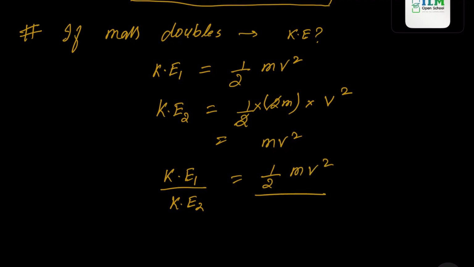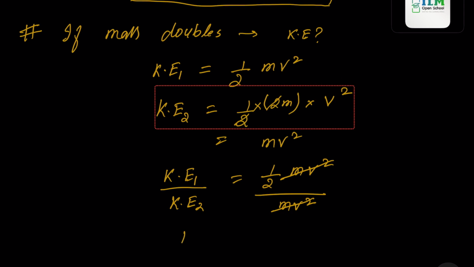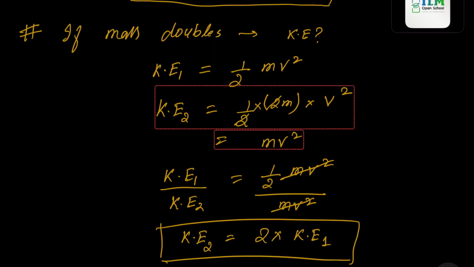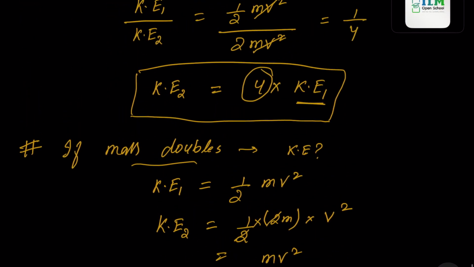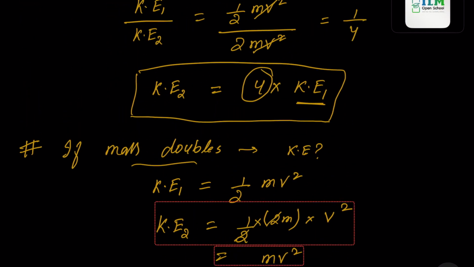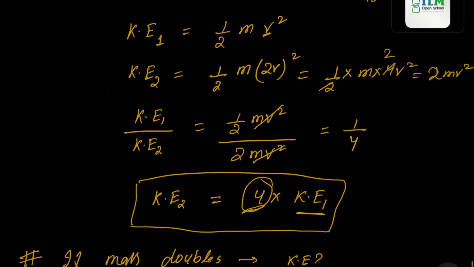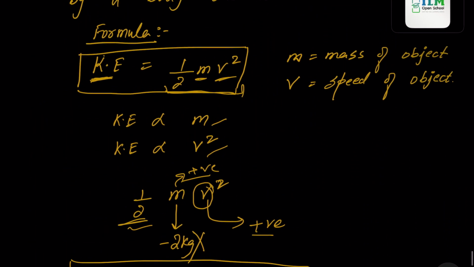Now I divide kinetic energy 1 by kinetic energy 2. So half mv square upon mv square. This cancels out with this. We do cross multiplication. Then we get kinetic energy 2 is equal to 2 times kinetic energy 1. So if we double the mass, kinetic energy will also be doubled. You can see that if I double speed, it became 4 times, and if I double mass, it became 2 times. I solved it properly so that you understand each and every step.